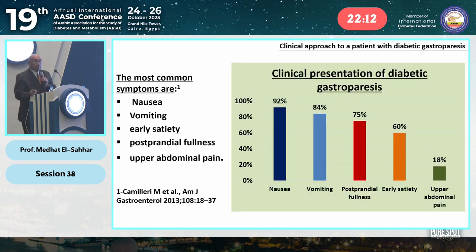When the patient comes to the clinic, he has mainly 5 symptoms: nausea, 92%, then vomiting, early satiety, postprandial fullness, and upper abdominal pain. These 5 symptoms are very usual symptoms and complaints in any GIT clinic. But in a patient with diabetes, and especially type 1, I have to interpret them as possibly gastroparesis in these patients.